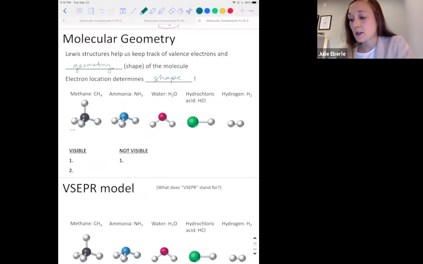Now, as we go across and we look at ammonia and water and hydrochloric acid, there's something that we're not seeing on these structures. So I want to talk about what is visible and what is invisible when we actually draw the structure and we see its geometry. What should we draw? What should we not draw? What's visible are the atoms and the bonds. What's not visible are the lone pairs.